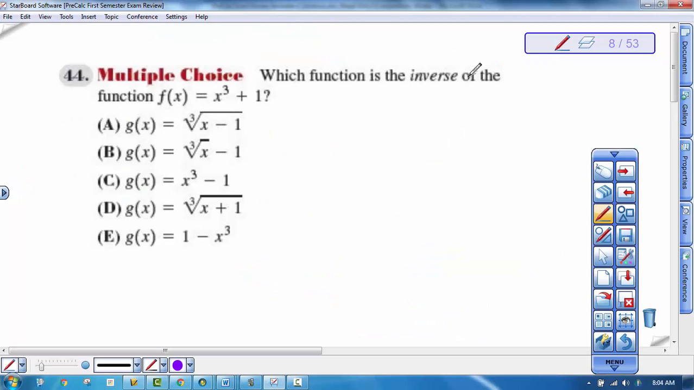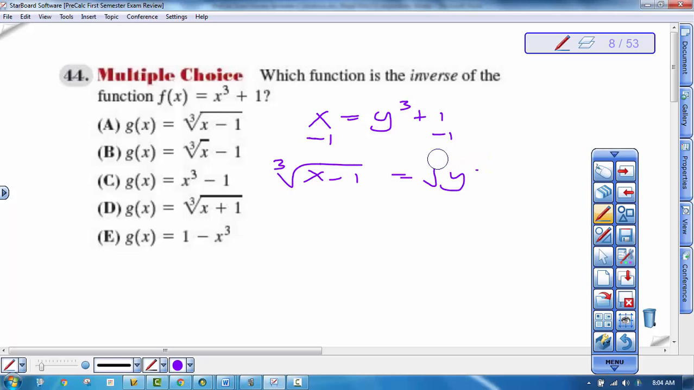Next problem, which wants to know which function is the inverse. Well, to find the inverse, we switch x and y and solve for y. So subtract 1 from both sides, and then take the cube root of both sides. That gives us our inverse function, the cube root of x minus 1, which looks like it's A.